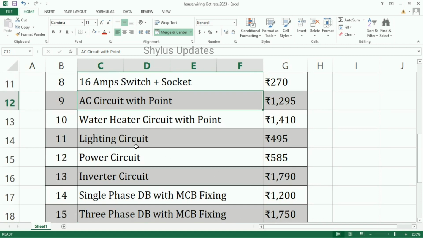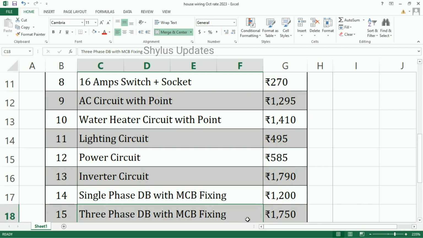Water heater circuit with point, ₹1410. Lighting circuit, ₹495. Power circuit, ₹585. Inverter circuit, ₹1790. Single phase DB with MCB fixing, ₹1200.